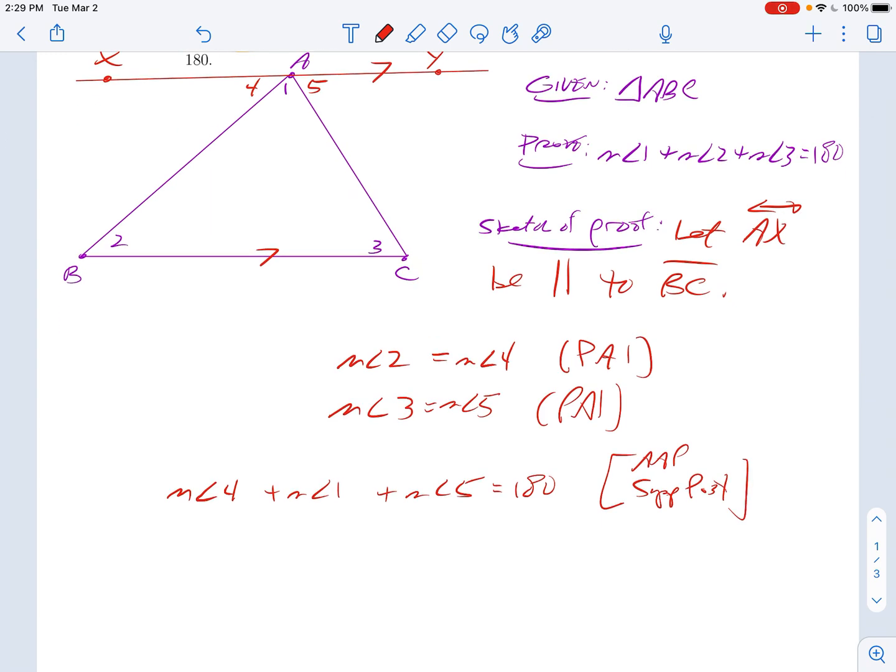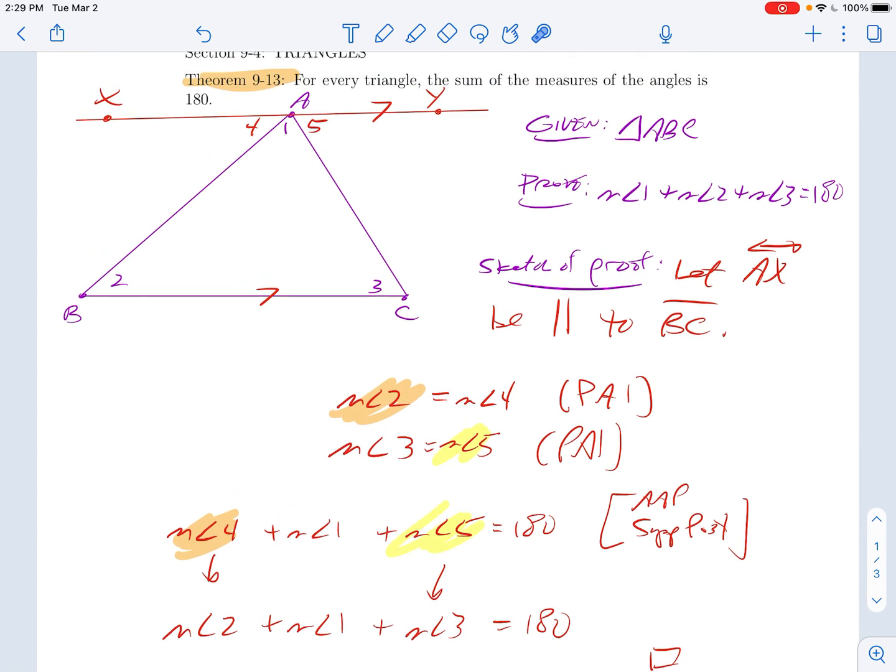And now I can just make a substitution. Measure of angle 4 is the same as measure of angle 2. Measure of angle 5 is the same as the measure of angle 3. So when I make those substitutions, I have measure of angle 2, which is the same as measure of angle 4, plus measure of angle 1, plus measure of angle 3, which is the same as measure of angle 5, is equal to 180. And that's what I said I was going to prove, just in a slightly different order.